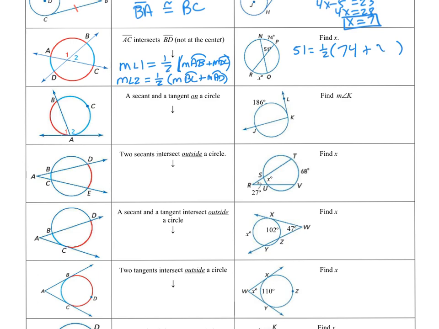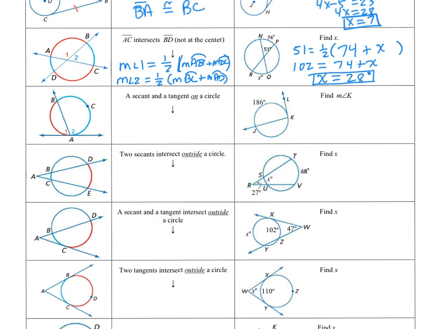Plus x. Okay, so now to solve this for x, let's simplify this equation a little bit. Let's get rid of this fraction by multiplying both sides by 2. So that means we would have 51 times 2 is 102, and that would get rid of the 1/2 on the right side, okay? And now if we just subtract 74 from both sides, we get our final answer, x is 28 degrees. Okay, so it looks like this picture is not drawn to scale, but you can check your work by adding 74 plus 28, taking half of that, and you're going to get a 51-degree angle. Okay, so that's what happens when two secants intersect in the interior of the circle.